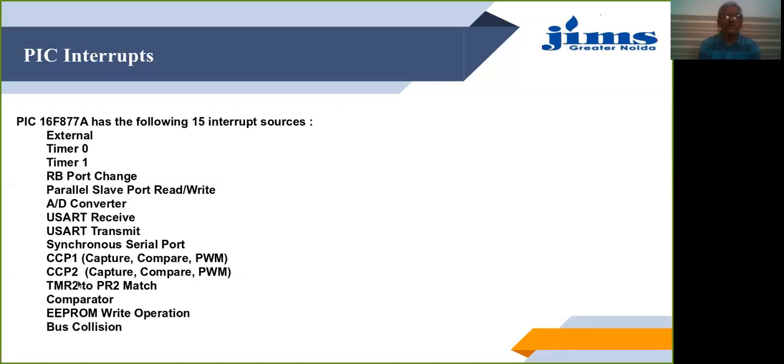1 and 2. There are 2 interrupts of the CCP module, they are CCP1 and CCP2. These are the capture, compare, and PWM. Then if a match is found between timer 2 and PR2, then a comparator for the analog inputs, then the EEPROM write operation completed or not, and if a bus collision takes place. So these are the 15 sources of interrupts that are available in the PIC series of the controller, that is 16F877.